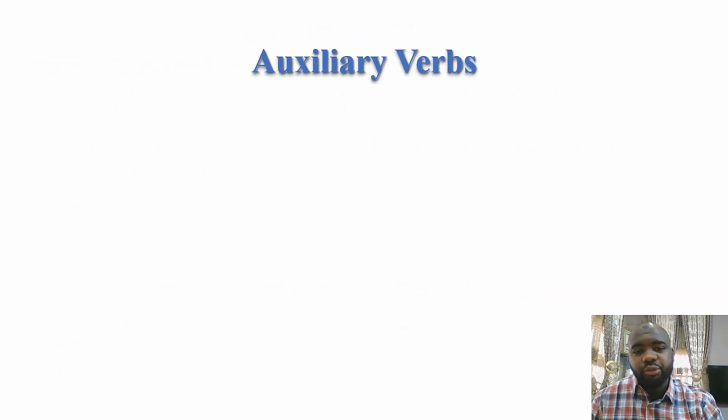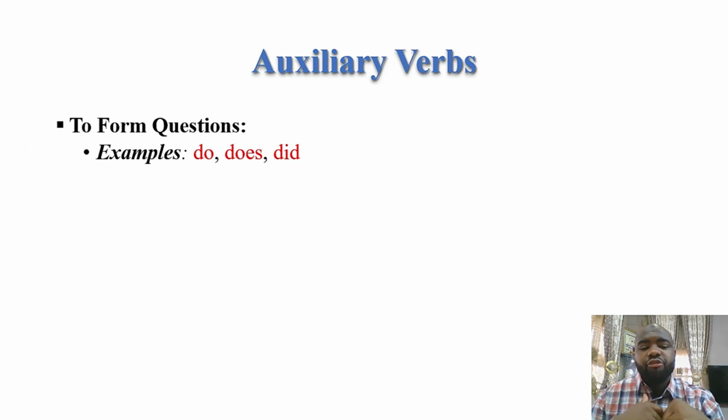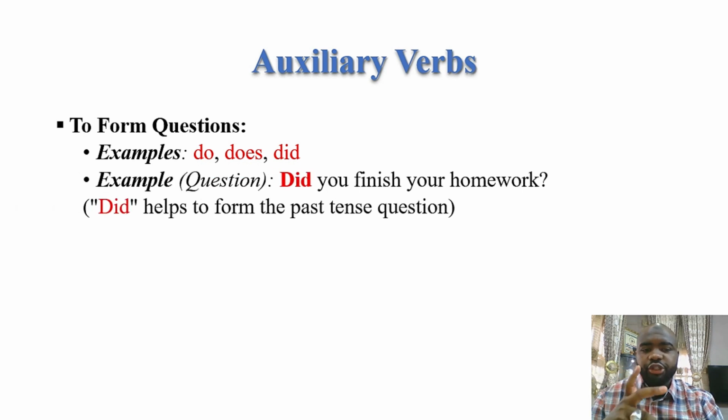Now, we also have auxiliary verbs in the form of setting a question. You can use auxiliary verbs to form questions, like do, does, and did. For example, question: did you finish your homework? You see, this did helps to form the past tense question. Did you finish your homework? Something that has happened. So this is all on action verbs.